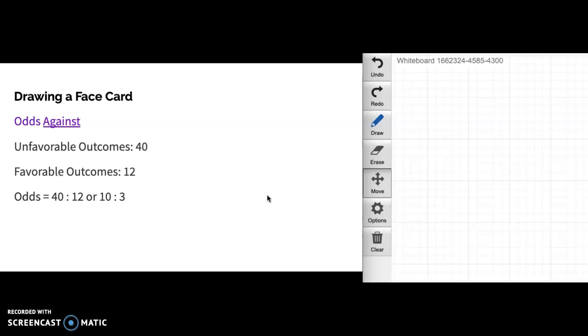Ratios should always be simplified. Remember that from our proportions unit. 40 and 12 can both be divided by 4, so we would write that as 10:3 odds.